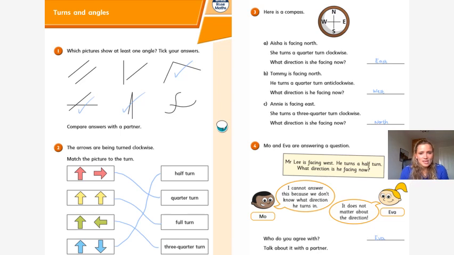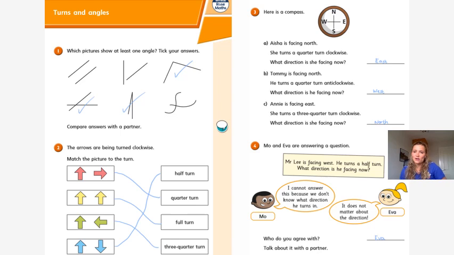The arrows are being turned clockwise, so turn to the right. Match the picture to the turn. So if it's going from facing upwards to turning to the right, we know that will be a quarter. If it's been up and it's turned clockwise and still is facing up, we know that will be a full turn or a whole turn. If it is now facing as if it's gone all the way around to face the green arrow the other way, obviously that's 3/4. And if it is flipped upside down, we know that that will be half a turn.